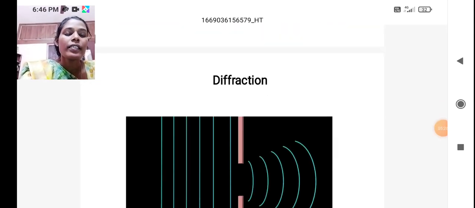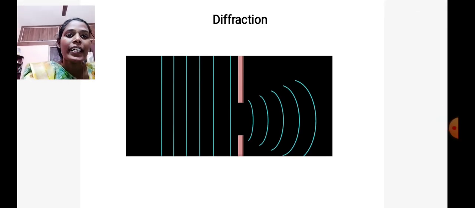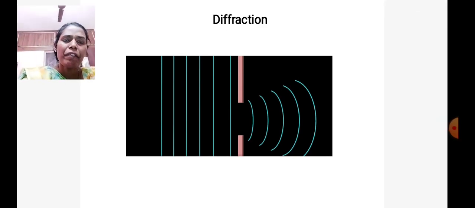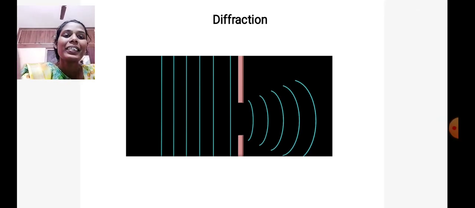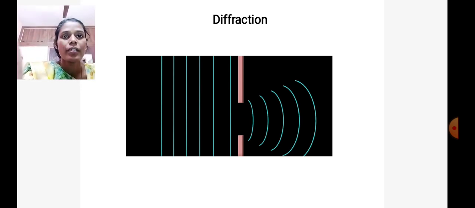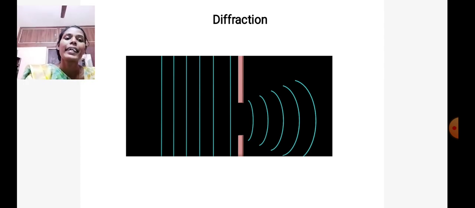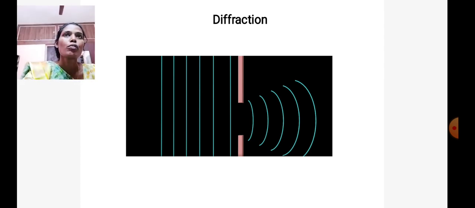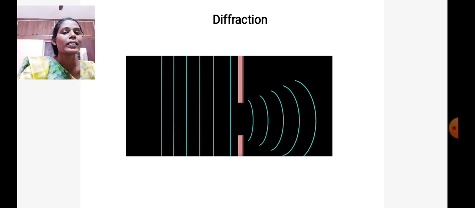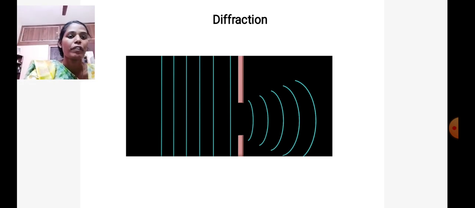The next thing is diffraction. As you can see in the figure, diffraction of light is nothing but the bending of light rays around corners or edges. So far we have discussed three different characteristics of light: reflection, refraction, and diffraction.